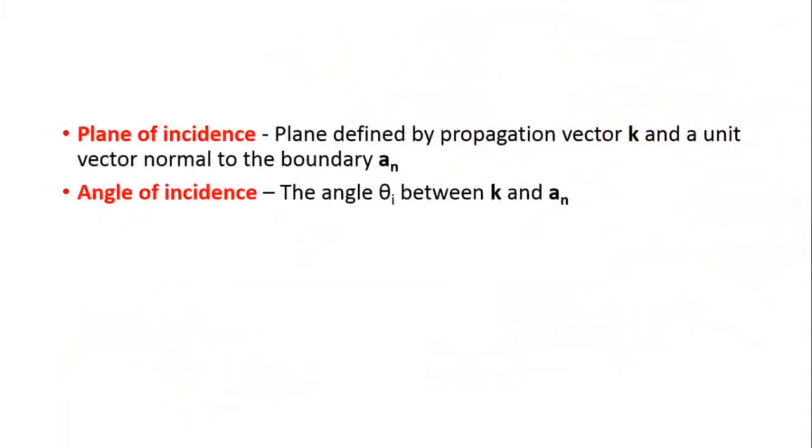Okay. So next, there are two terms that you should learn. One is plane of incidence. Plane of incidence is a plane defined by the propagation vector and a unit vector normal to the boundary. So when we consider a boundary for a wave, that boundary will be perpendicular to the plane of incidence, because the plane of incidence will have two vectors. One is the propagation vector, that is the direction in which the wave is traveling, and the unit vector that is normal to the boundary.